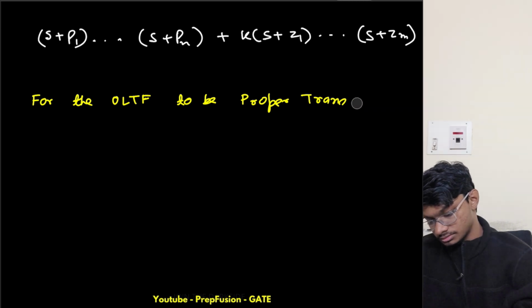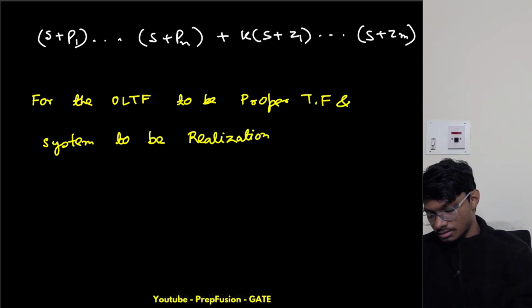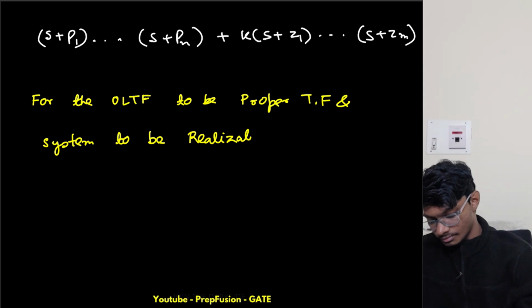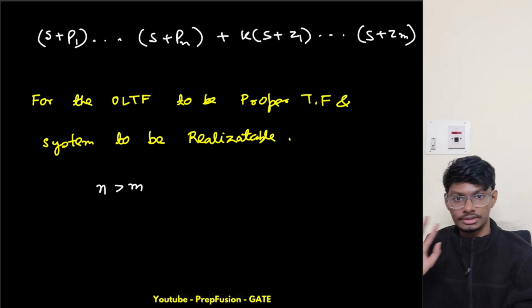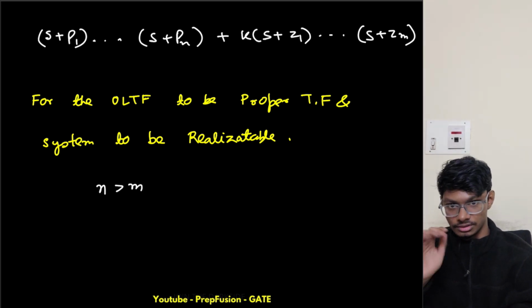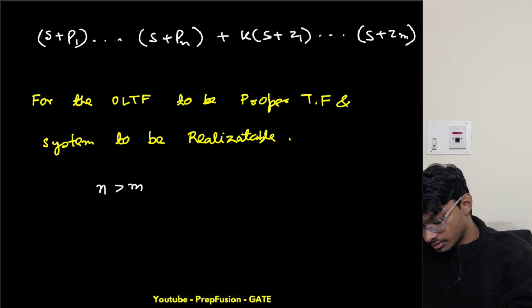Proper transfer function and system to be realizable: n should be greater than m. It can be equal, but n should be greater than m. So from this equation, I should write 0 over here also.